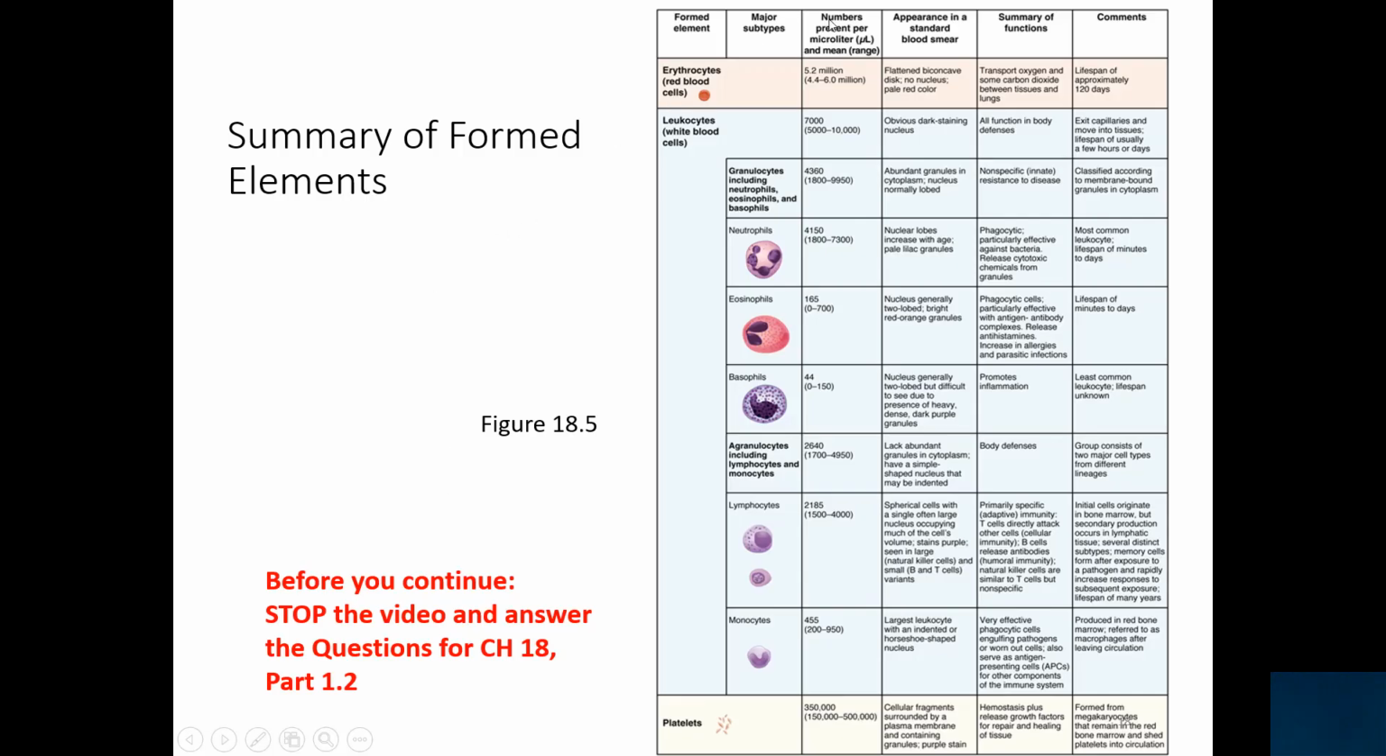Summary of formed elements. For each formed element, for example erythrocytes, you need to know its name: red blood cells or erythrocytes. You need to know both. You need to know their amount. For red blood cells, it will be approximately 5.2 million in men and 4.2 million in women in each microliter of blood. You need to be able to describe their appearance and you need to know their functions.